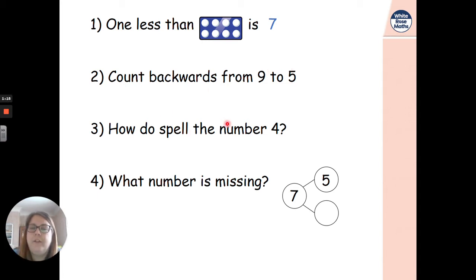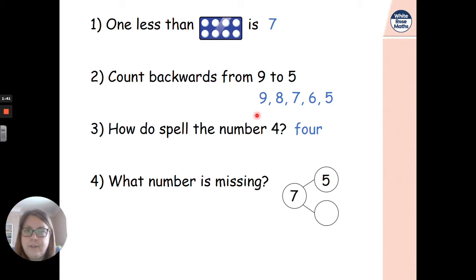How do you spell the number 4? So you can write it down, you can say it out loud, tell your grown up, it's up to you. How do you spell the number 4? You might need to pause the video if you need a little bit of thinking time. And we do, it is, 4. So we need to make sure our numbers are the correct way around, but we also need to know how to spell number words.